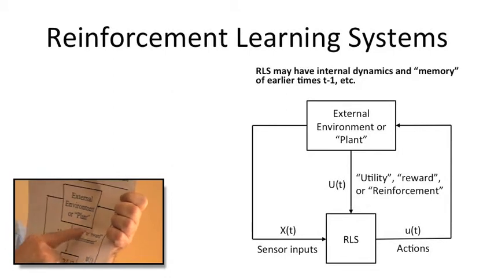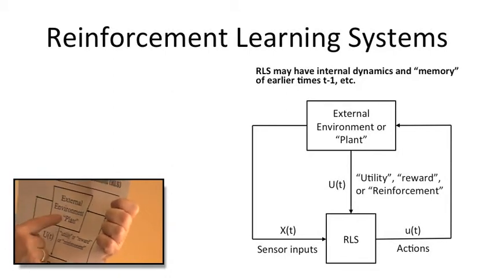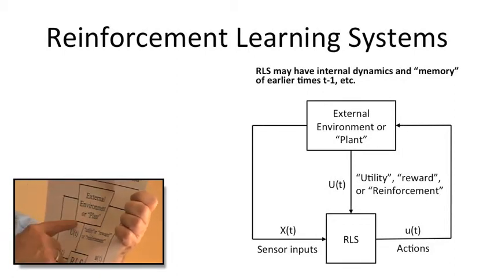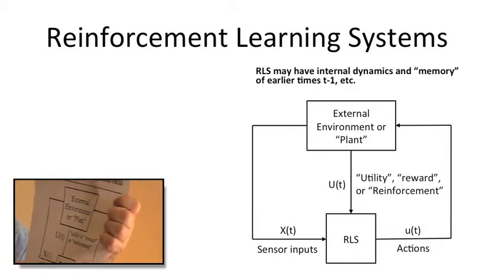The world we're trying to influence, in control theory they call it the plant. In animal psychology they talk about the environment the animal is living in. There are a lot of different names for that external reality. So this is the basic idea of reinforcement learning.